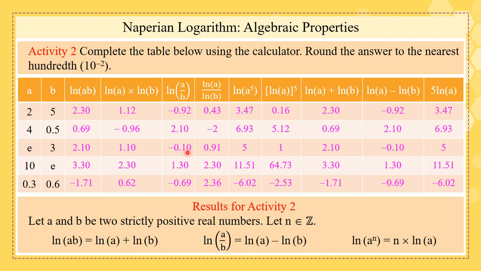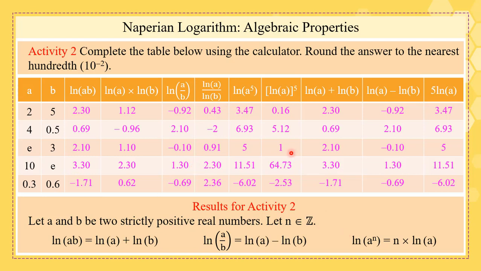We can also see that ln of a over b is the same as ln a minus ln b. You see, we get the same results. So ln of a over b is the same as ln a minus ln b. And in fact, we can also see that ln of a over b is not the same as ln a over ln b. You see, we have different results.